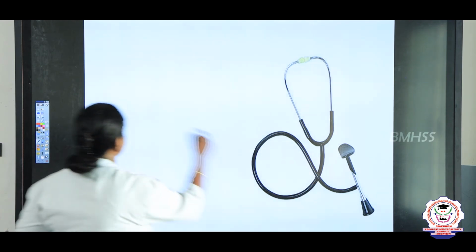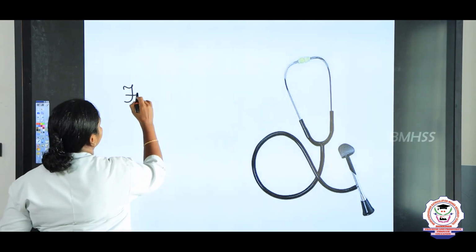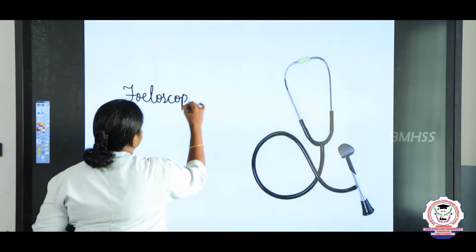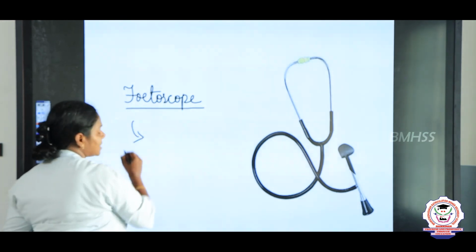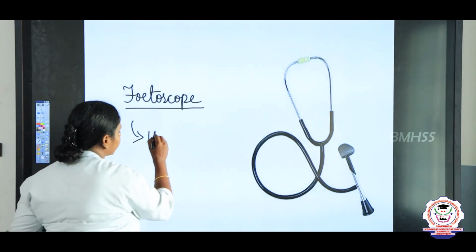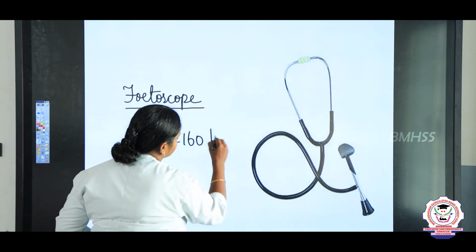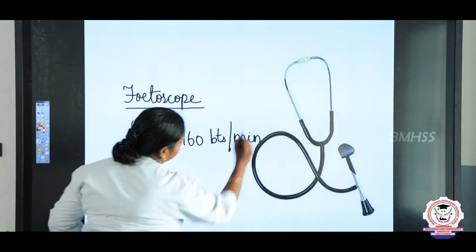Just look into this instrument, children. What is this? It resembles a stethoscope, right? But it is called a fetoscope. What do we call it? We call it a fetoscope. It is used to determine the heartbeat of the fetus. What is the fetal heart rate, children? The fetal heart rate is 120 to 160 beats per minute, right?